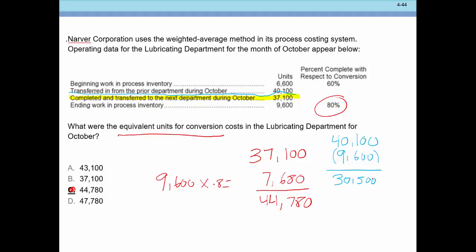Those are the units that were started and completed, weren't they? They were started and completed, and then I'm going to give myself credit for having done all the work on the beginning inventory this period, right? And when I do that, I add in the beginning inventory. Beginning inventory was what? 6,600. Okay, 6,600. Do I get the same number?